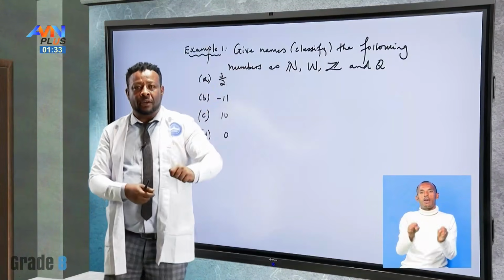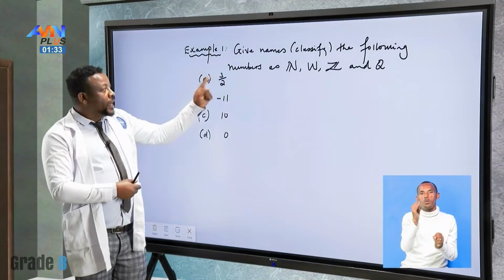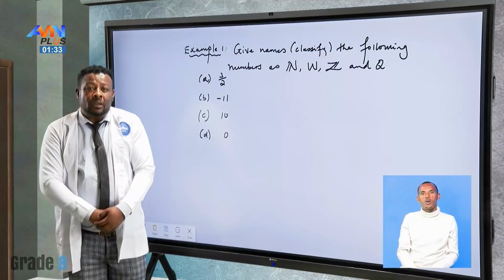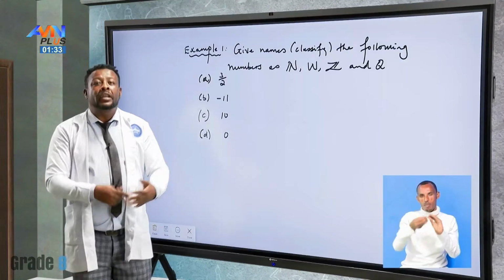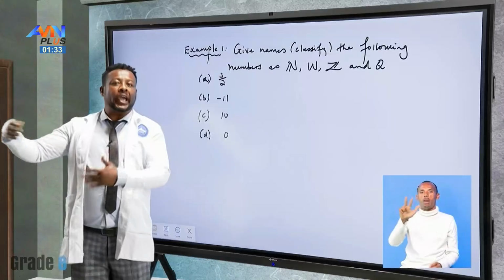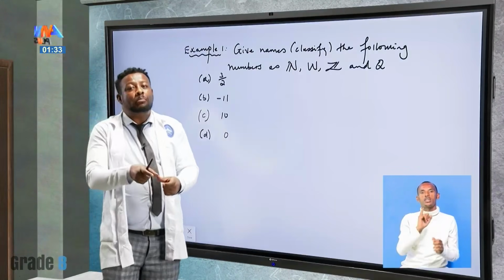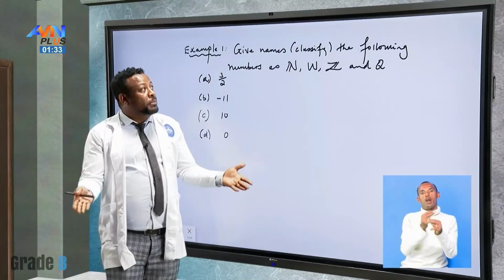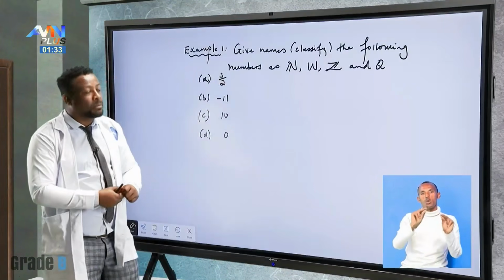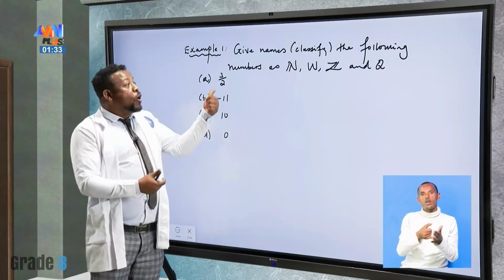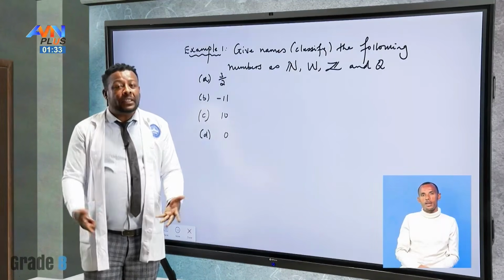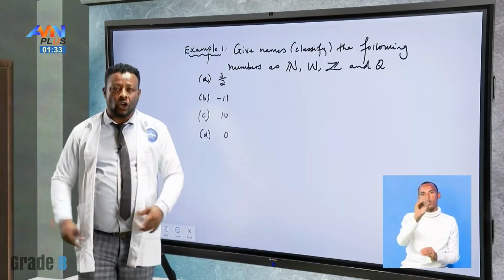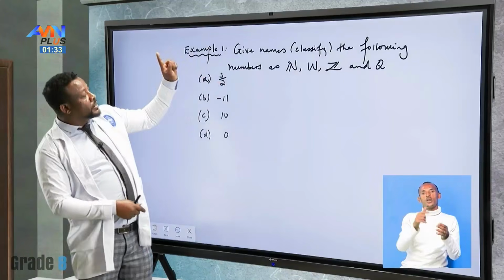Okay. Now, in this example, you are asked to give names or classify these numbers in terms of these sets. Okay? So, if you take 3 over 2, is it a natural number? Obviously, this is not a natural number. Okay? Natural numbers are 1, 2, 3, and so on. But 3 over 2 is a number which is found between 1 and 2. So we don't have any natural number between 1 and 2. So this is not a natural number. Is it a whole number? Definitely, this is not a whole number, because you know what whole numbers are: 0, 1, 2, 3, and so on.